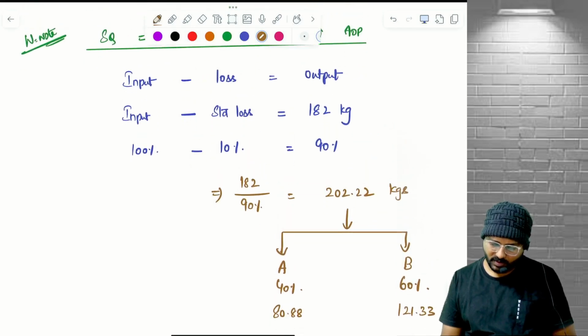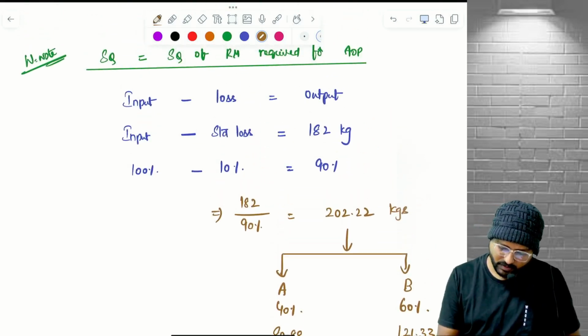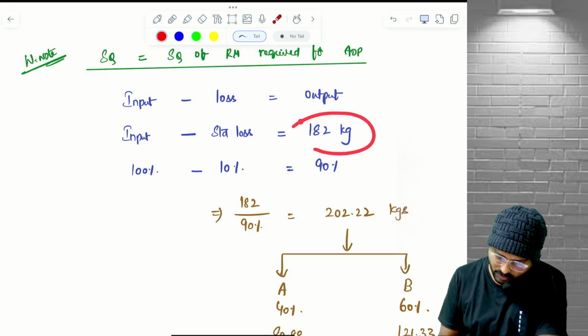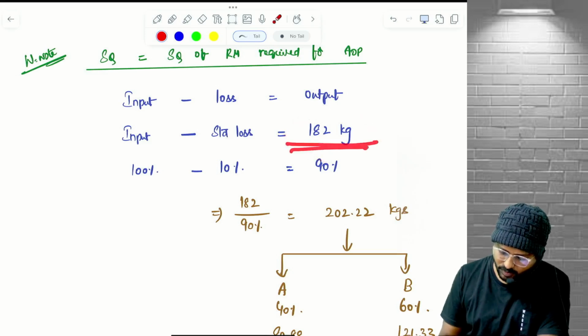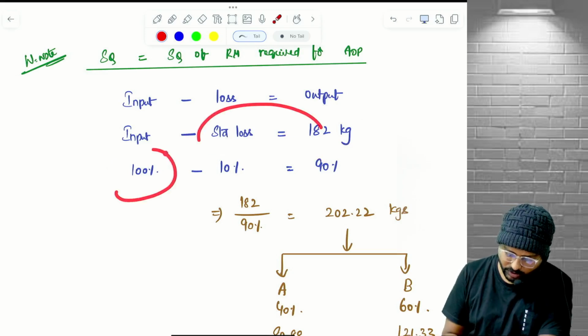Hello? Is that it? Everybody got it? Inshallah. So what did we do? Very simple. We took the output. We know that this output is after loss. Correct? So if you add back the loss, we should be getting what?